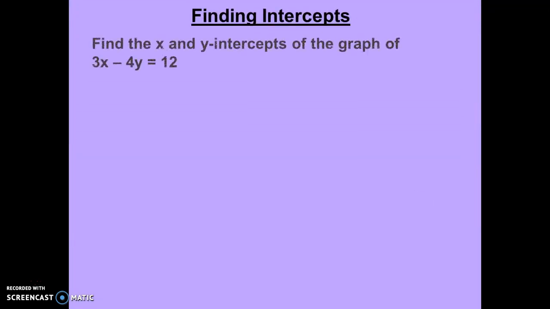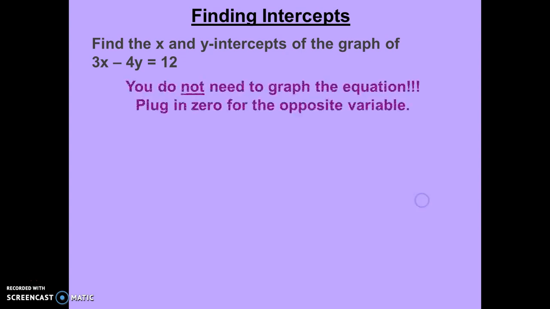Okay, so not only do we want to be able to find the intercepts when we're seeing them on a graph, right? But we also want to be able to find the intercepts of just the equation without having to graph it. Okay, so we don't need to graph the equation after all. Instead, what we can do is plug in 0 for the opposite variable. Remember we said that every x-intercept will have a y-coordinate of 0, and every y-intercept will have an x-coordinate of 0. So we can do this algebraically.